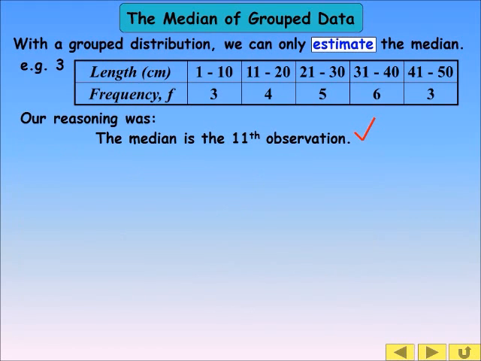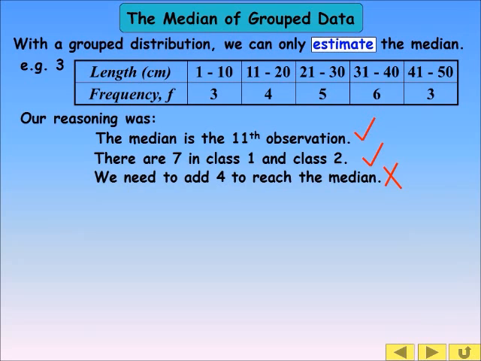So I check you again. With 21 observations, the middle is the 11th observation. Yes or no? Is it true or false? Yes, true. Next, there are 7 in class 1 and class 2. True or false? Yes, true. We need to add 4 to reach the middle. True or false? False.